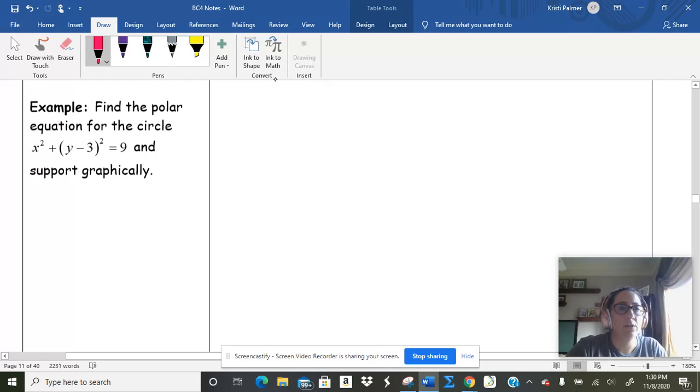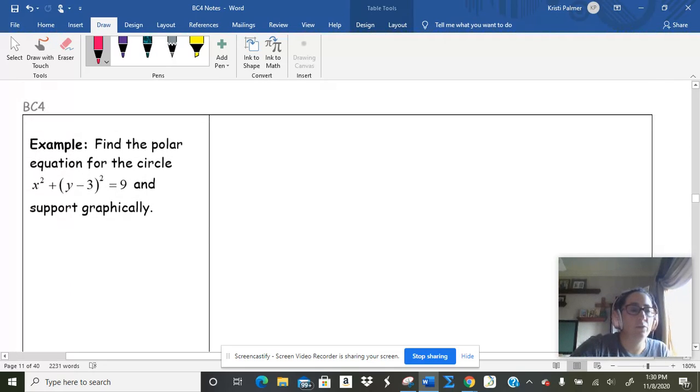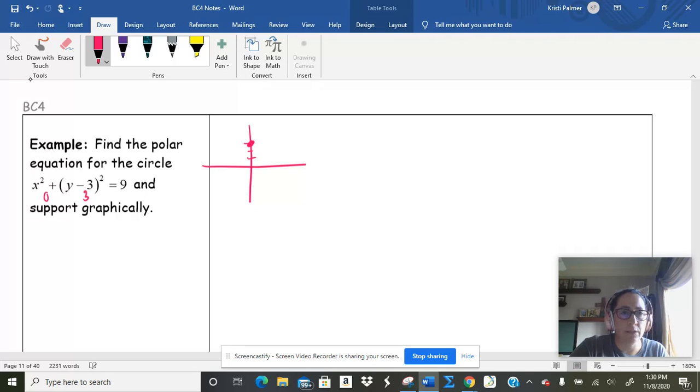Okay, so let's graph this first. This is in rectangular form. I can see it's a circle centered at 0, 3. So 1, 2, 3, there's my center. My radius is 3, so I'm going to go out 3 in all directions and have a circle. So that's kind of thinking back to what that would look like.